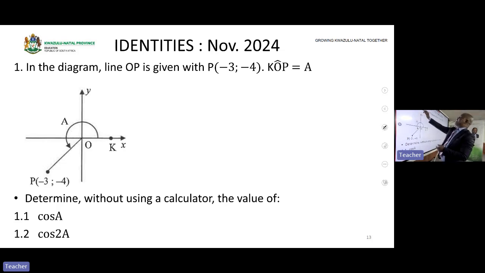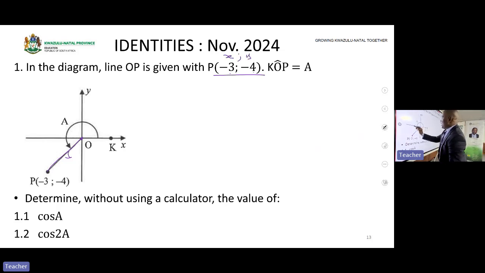And then it says, in the diagram, line OP is exactly the same as that radius that we were referring to. It's from the center to the circumference. It is that radius, therefore it will be R. It's given with a point on the circumference, which is -3 and -4, and this is X and Y.